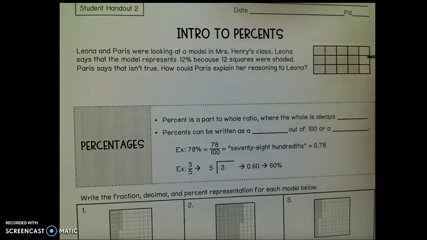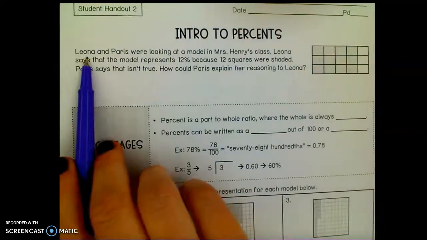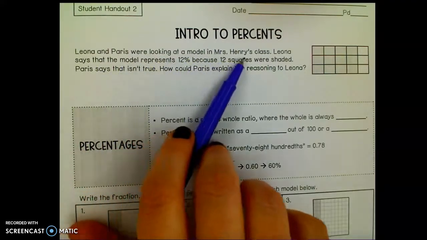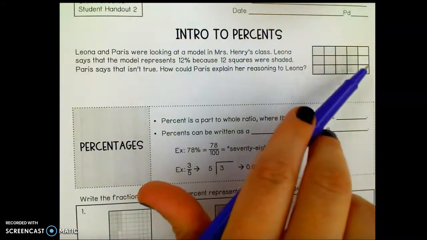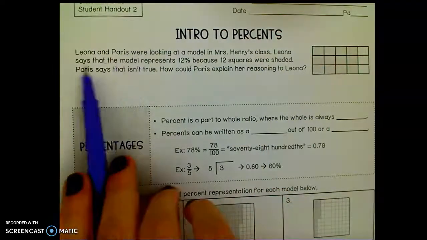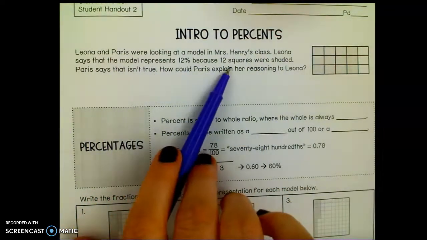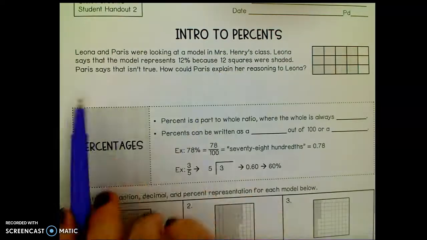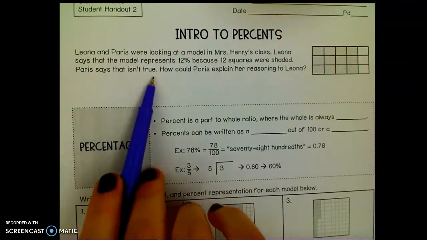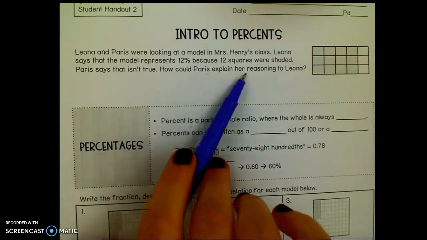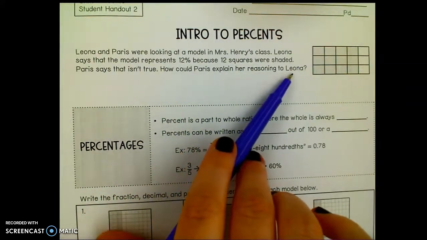Today we're going to be talking about an intro to percents. First off, let's go over what a percentage is using this story problem. Liana and Paris were looking at a model in Mrs. Henry's class. Okay, this is the model right here. Liana says that the model represents 12% because 12 squares were shaded. Paris says this isn't true. Well, good job, Paris. How could Paris explain her reasoning to Liana?